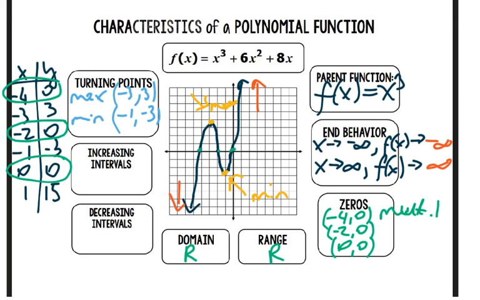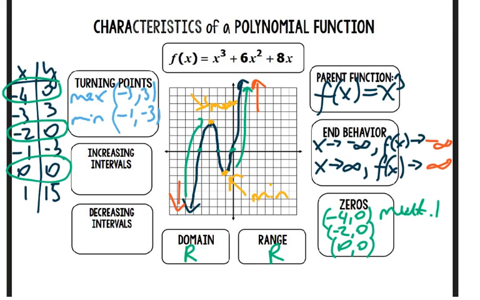Between the turning points, the function is either increasing or decreasing. So if you look from left to right, the first piece is going up, which means the function is increasing on this interval, and also here on the right it is increasing as well. So we're going to write those intervals using only x values, like a domain, starting from left to right.